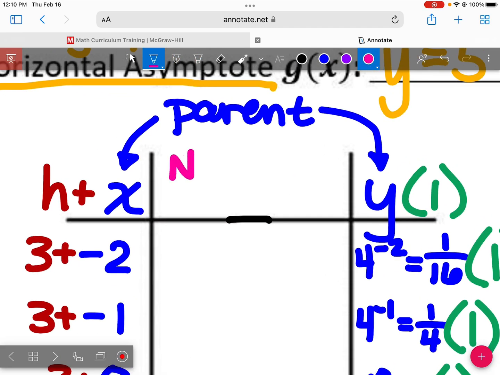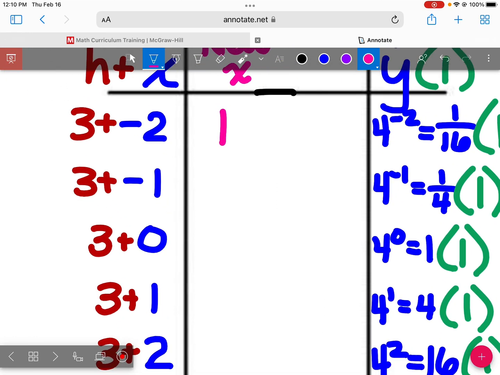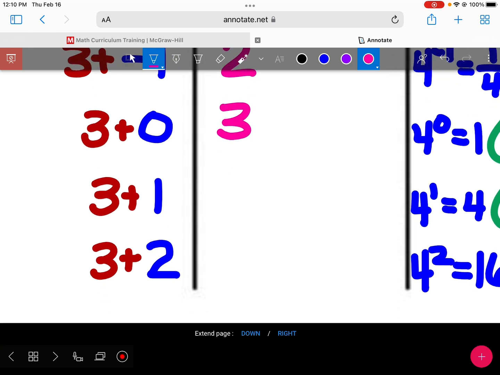So my new x's are what? What's 3 plus negative 2? 1. What's 3 plus negative 1? 2. 3 plus 0? 3. 3 plus 1? 4. And 3 plus 2? 5.